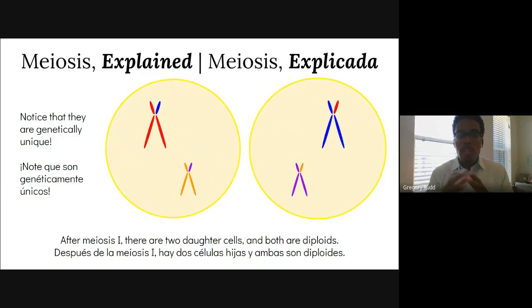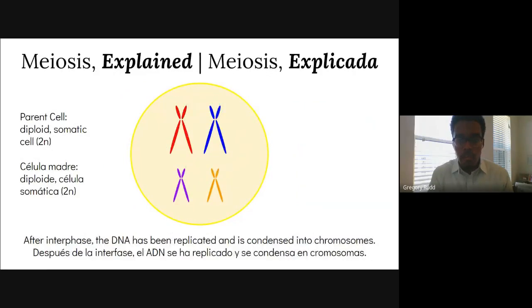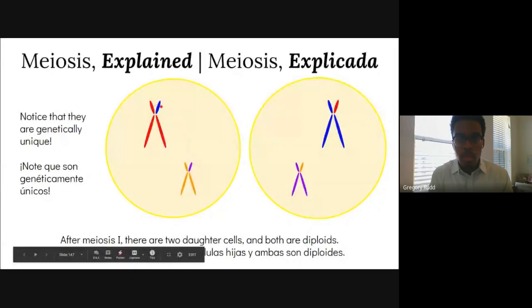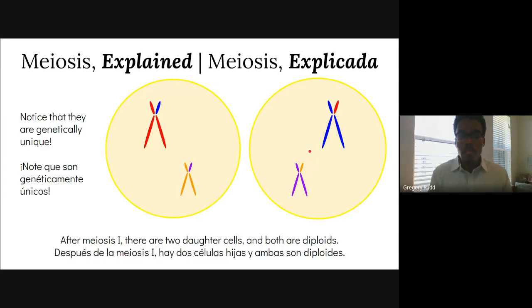All right, so after the first round of meiosis, after meiosis 1, we've gone through prophase 1, metaphase 1, anaphase 1, telophase 1. Now we end up with 2 daughter cells. They're still both diploids, but they're already genetically unique. So we can see in this original parent cell, we've got red, blue, purple, orange. Over here we've got red and orange with a little bit of purple and a little bit of blue. And over here we've got blue and purple with a little bit of red and a little bit of orange. So already we've got 2 daughter cells that are already genetically unique. They're not the same anymore.